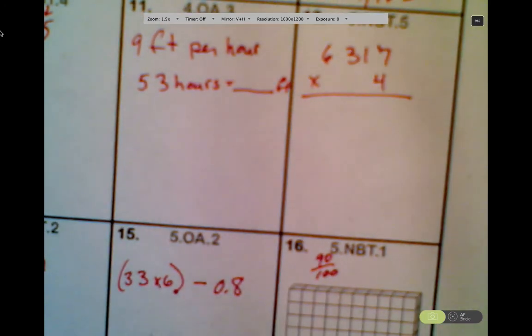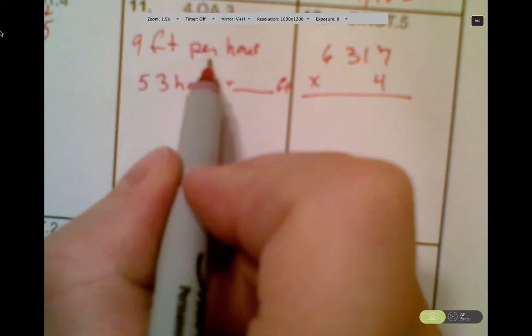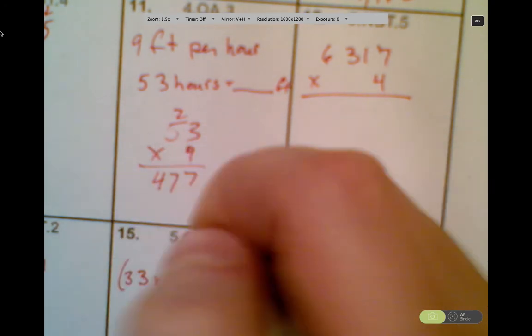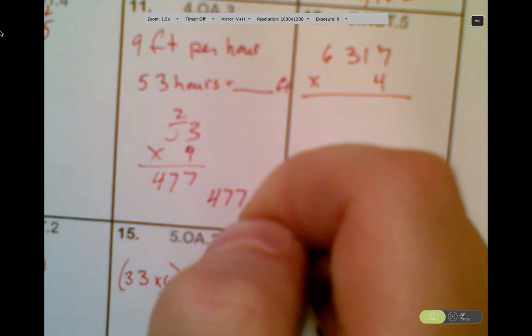Number 11 states that Alexander is painting the fence. He paints 9 feet an hour. How many feet can he paint in 53 hours? Well, there's 9 feet per hour. He's going to paint for 53 hours. This screams multiplication here. 53 times 9. 9 times 3 is 27. Carry my 2. 9 times 5 is 45. Plus 2 is 47. My answer is 477 feet.